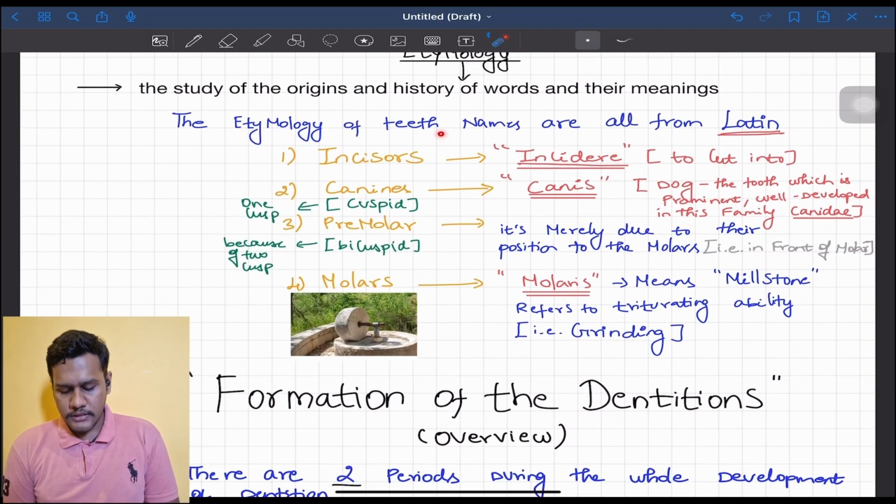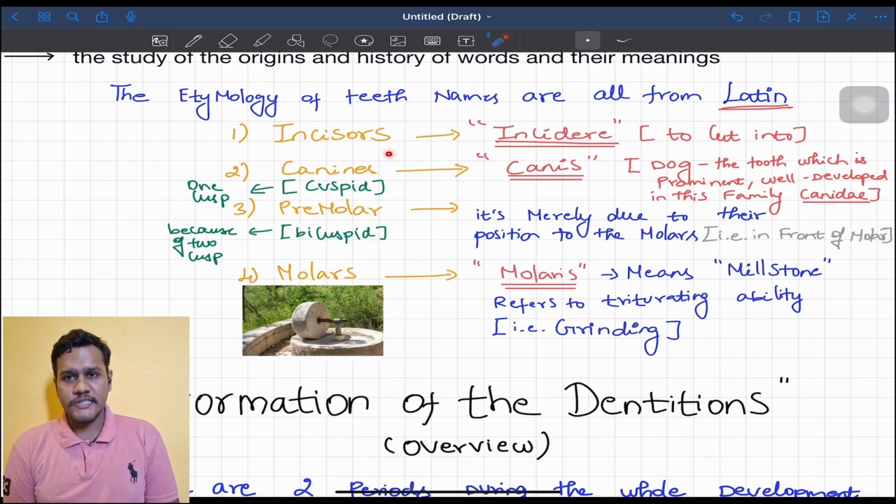The etymology of teeth names is all from Latin. Most of the dental or medical terms are from Latin and Greek. The first word is incisors. It's from the Latin word incidere, meaning to cut into, to cut. The main function of incisors is to cut the food.